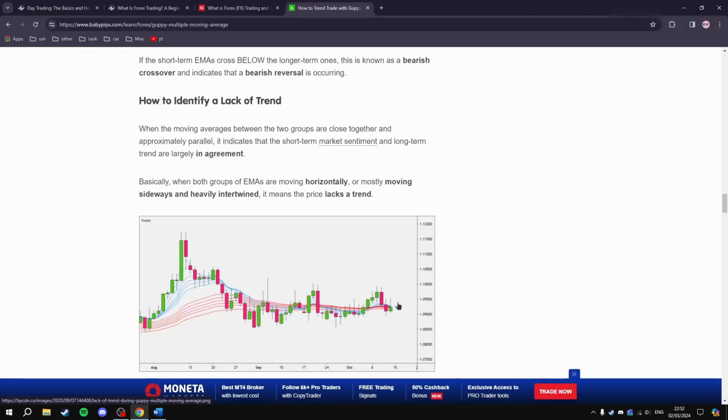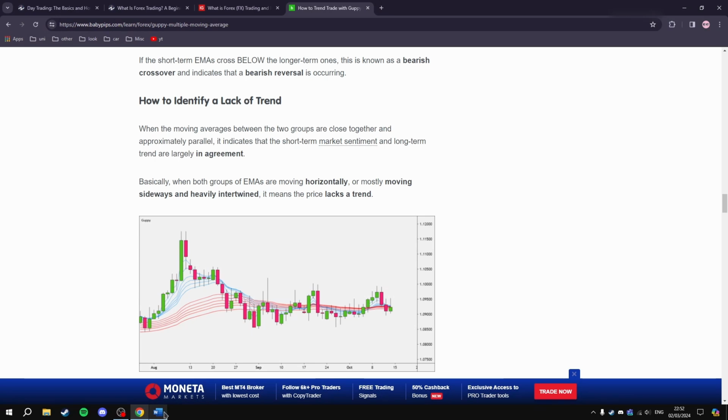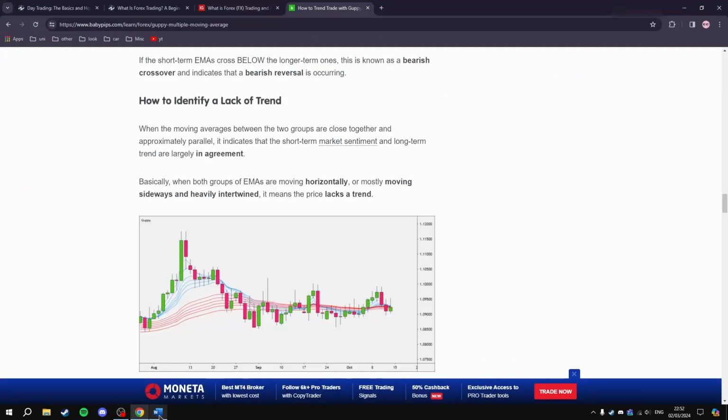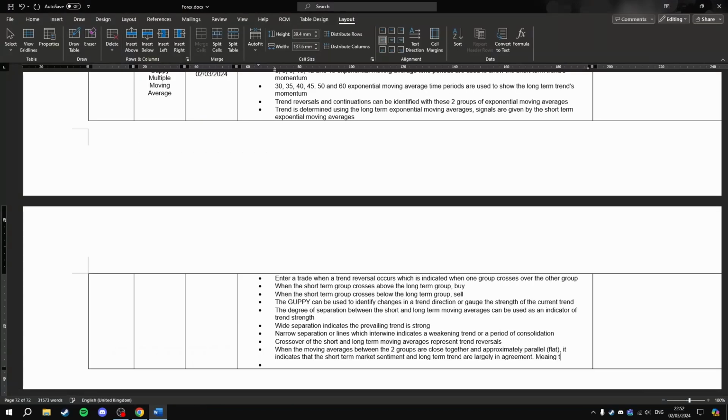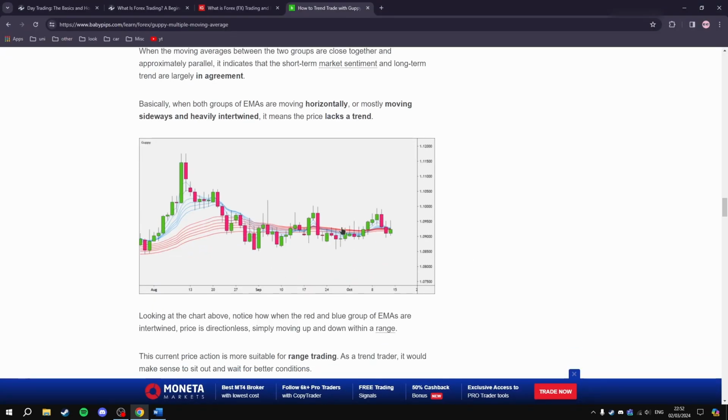Basically, when both groups of EMAs are moving horizontally, or mostly moving sideways, are heavily intertwined, are close together and approximately parallel. Close together, moving sideways, approximately flat. It means the price lacks a trend. Meaning price lacks a trend. So you can see it's a bit flat here, so no trend.